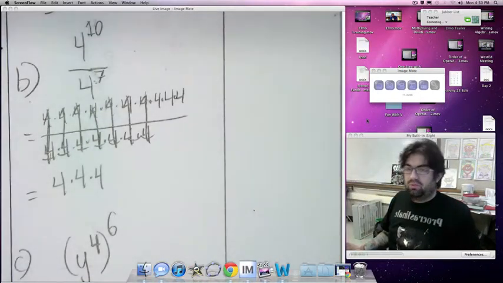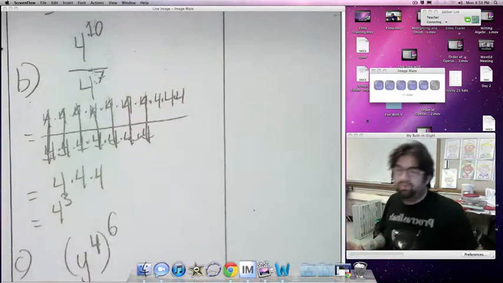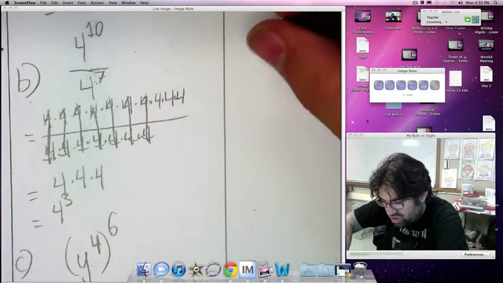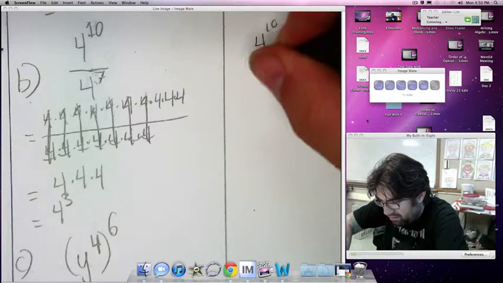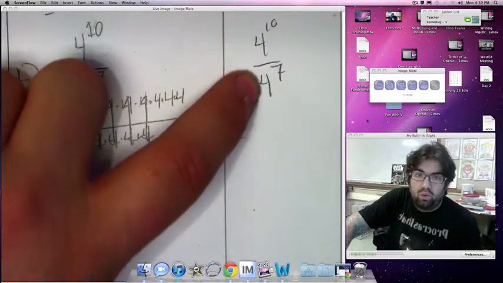Awesome. Well, 4 times 4 times 4 is equal to 4 to the third power. Again, what property did I just show? Well, 4 to the 10th divided by 4 to the 7. Are the bases the same? There's a base of 4, there's a base of 4.